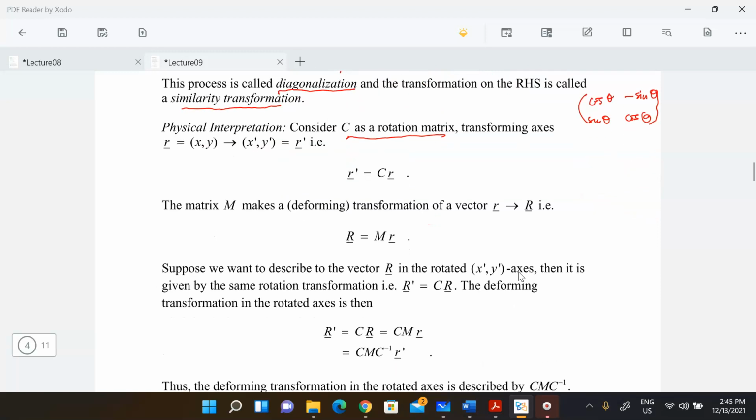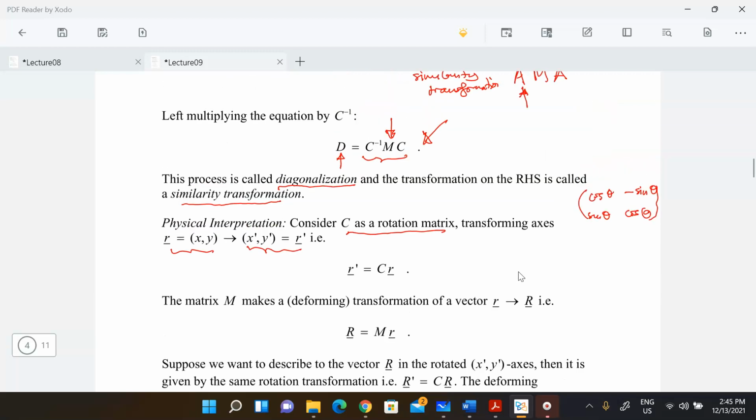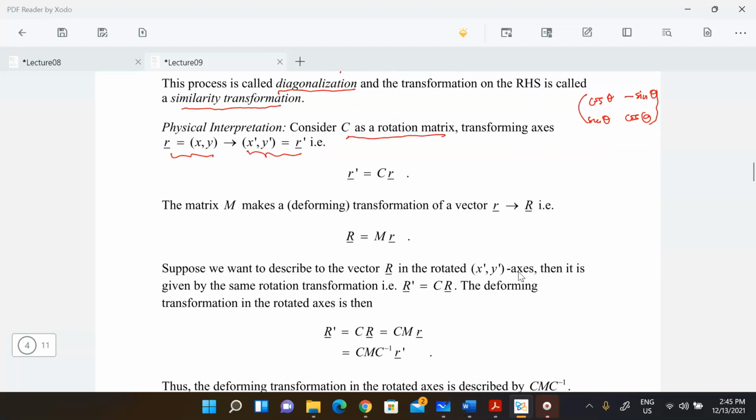Okay, so you rotate the vector, say, the vector r over here, into a new vector, vector r dash, which is given by new coordinates x dash, y dash. Okay, that is just rotating the vectors over here. Right, but remember that the original problem is actually this one. Okay, so we have a transformation from this small r to this big R over here using the matrix M.